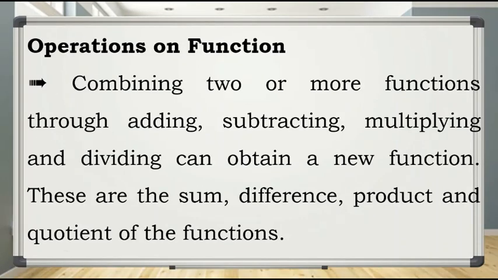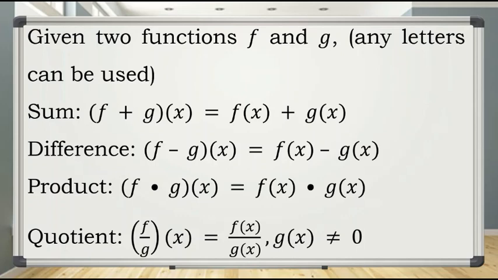Now, let us move on to our discussion, which is the operations on functions. Combining two or more functions through adding, subtracting, multiplying, and dividing can obtain a new function. These are the sum, difference, product, and quotient of the functions. So, given two functions f and g, take note that any letters can be used. The f plus g, f minus g, and f times g, the solid circle here stands for the multiplication, and f divided by g are the names of the functions, and x is the independent variable.